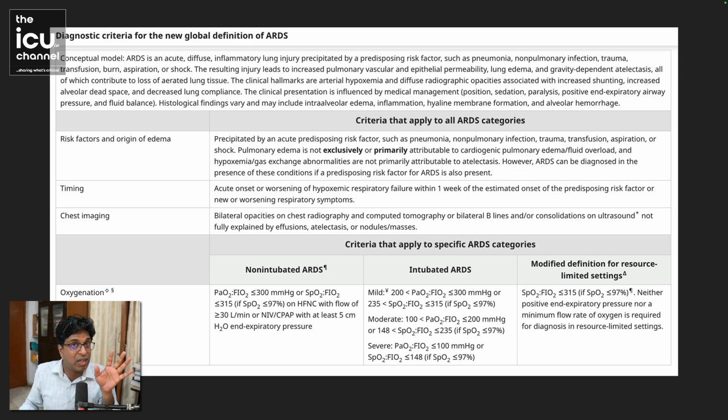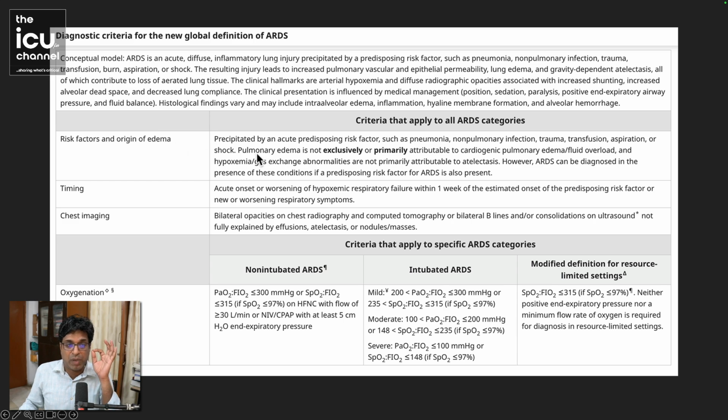Understanding now how the definition is changing. Earlier it was that the edema should not be explained by cardiogenic causes or fluid overload, but now we'll see. So risk factor: it is precipitated by an acute predisposing risk factor such as pneumonia, non-pulmonary infection, transfusion, aspiration, shock. It means you need to have something to explain why this patient has developed ARDS. So you need to have at least one risk factor present. There are a lot of causes of ARDS. You can go and read.